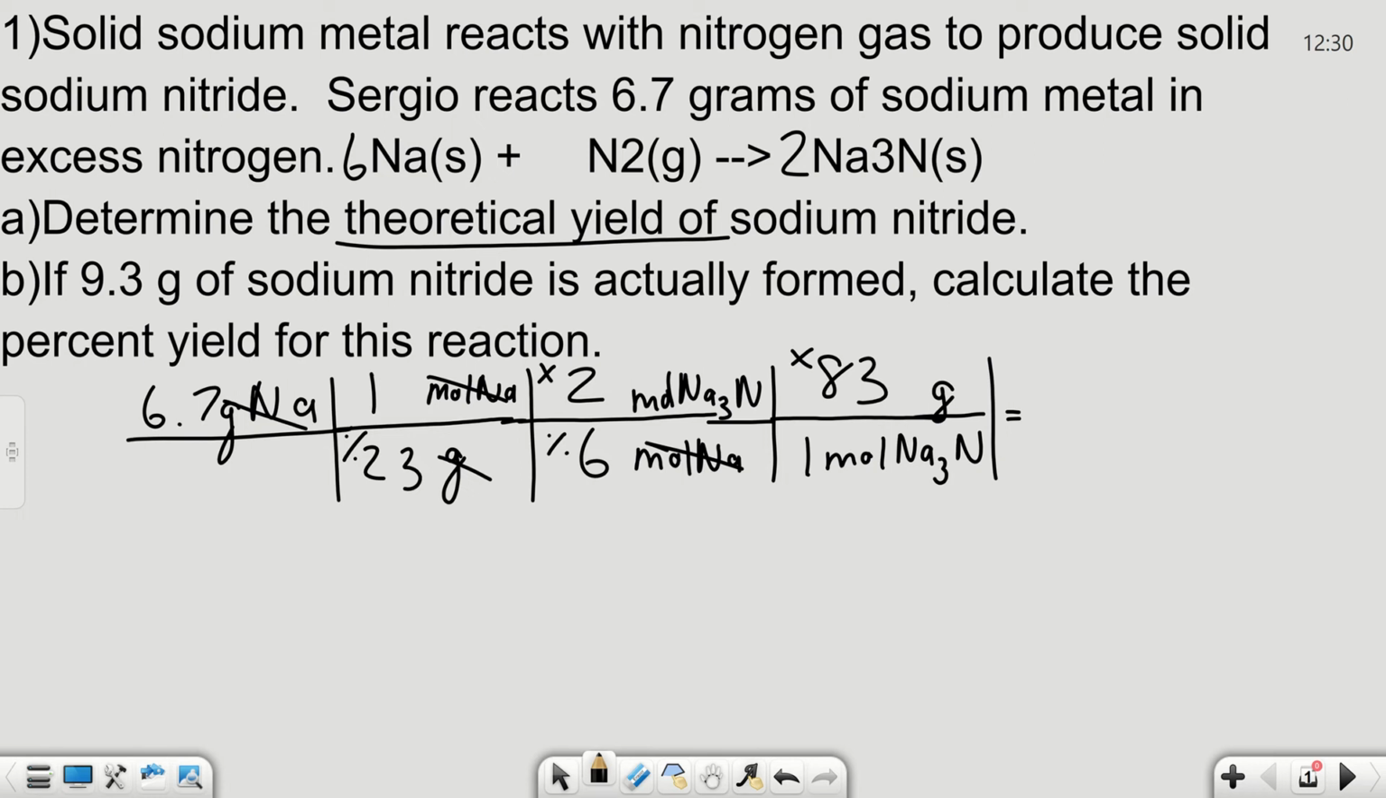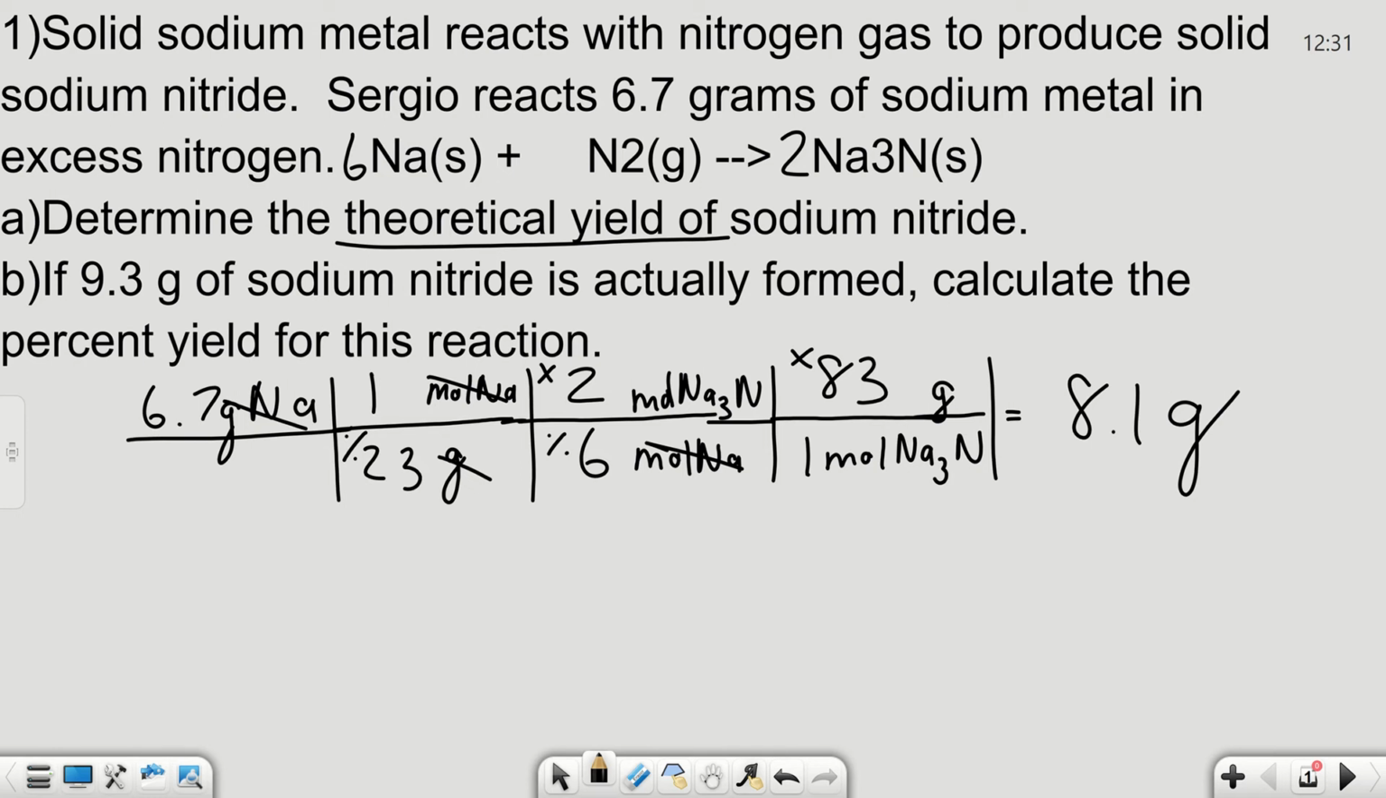9.3 grams in the end. Okay, sorry, I messed that up. Struggling a little bit. 8.1 grams. I was looking at the wrong number on my paper. I get 8.1 grams. So this is how much I should produce.